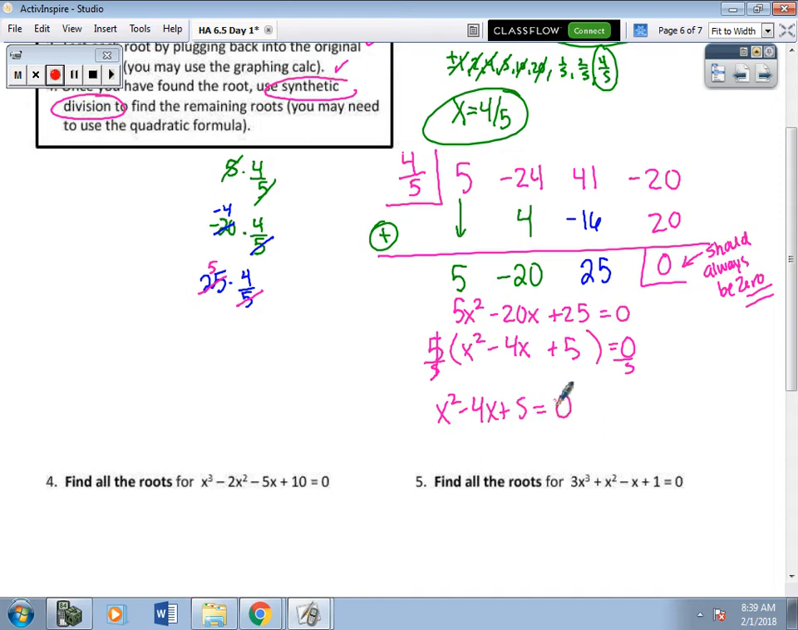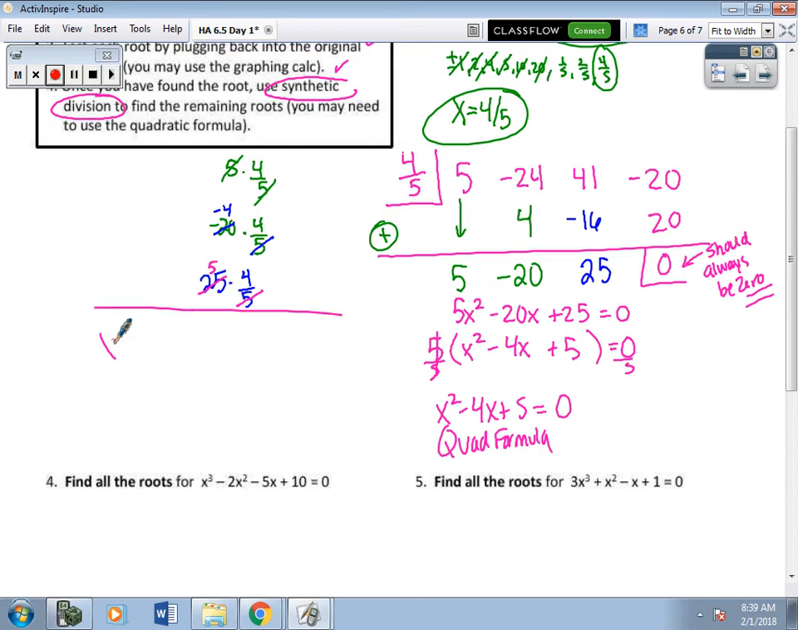So that still equals 0. Unfortunately, there are not factors of 5 that are both positive or both negative that add to negative 4. If this was a minus 5, it would be factorable. So we have to use the quadratic formula. I'm going to come over here to do that.